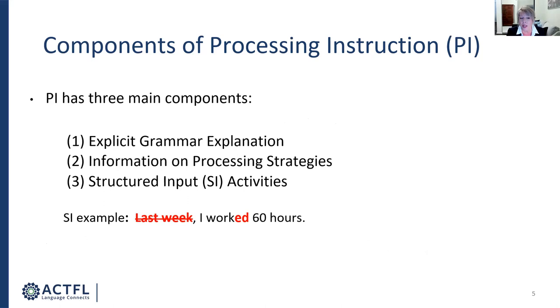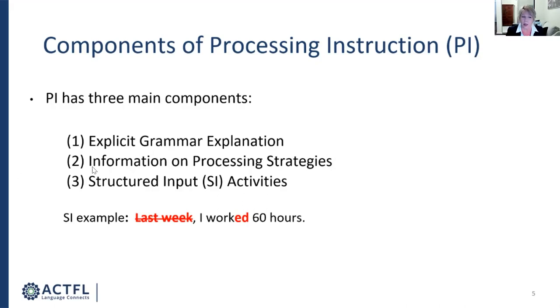Processing instruction has three components. Students are given an explicit explanation of grammar, but that explanation is not paradigmatic, meaning that you only teach your students one form or structure at a time. Oftentimes when you open up a textbook, if you're learning, say, verb conjugations for stem-changing verbs, it will give them all six forms, first person, second, third, singular, plural, and so forth. With processing instruction, nope, let's focus on one form. Let's focus on maybe just the first person, or we'll focus only on the third person. And you build them up little by little, one form at a time.